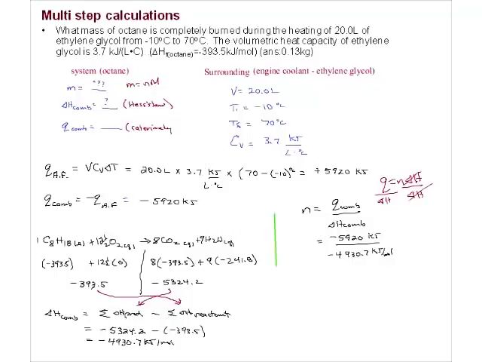Delta H crosses out. So n equals q over delta H. Plug our values in there. The 2 negatives are going to cross out, which makes sense because you have to have a positive number of moles. You have to have some octane. You have to have a negative value for octane.